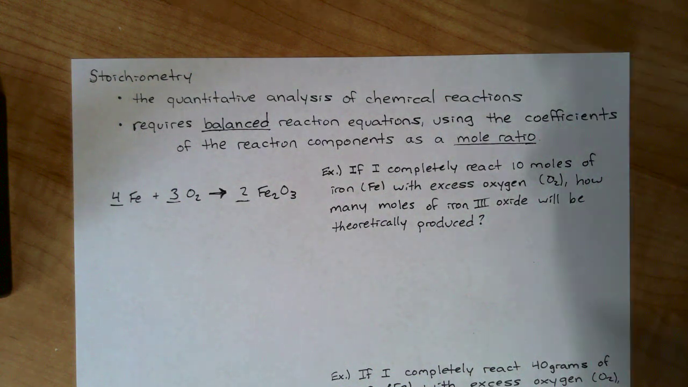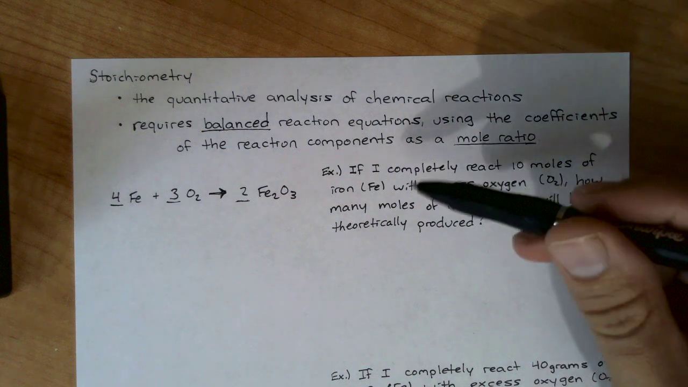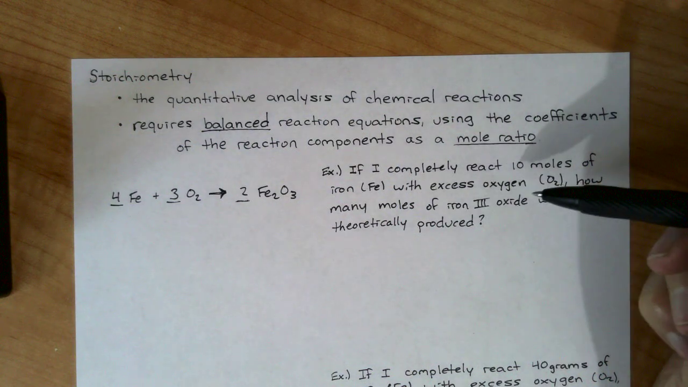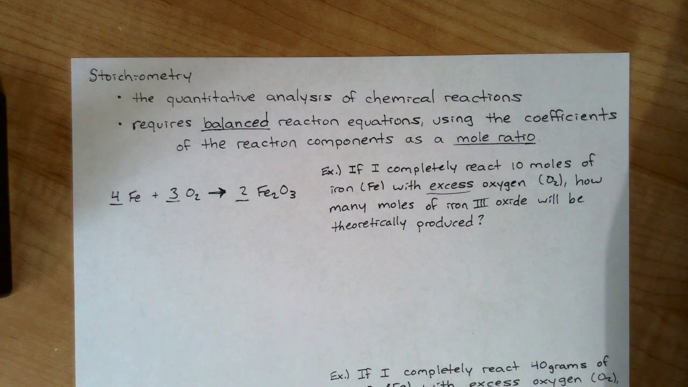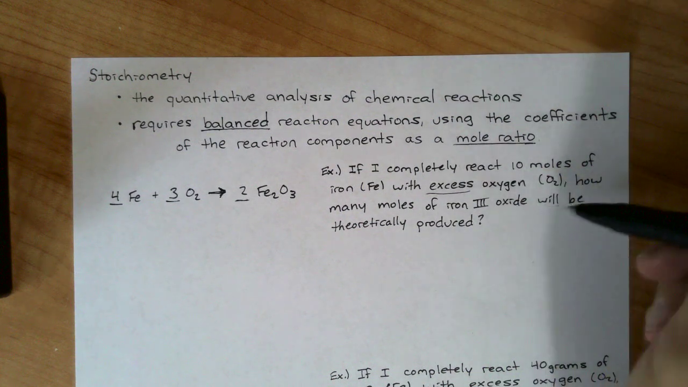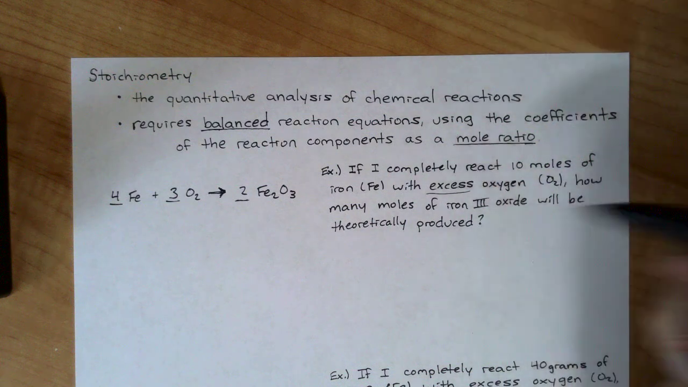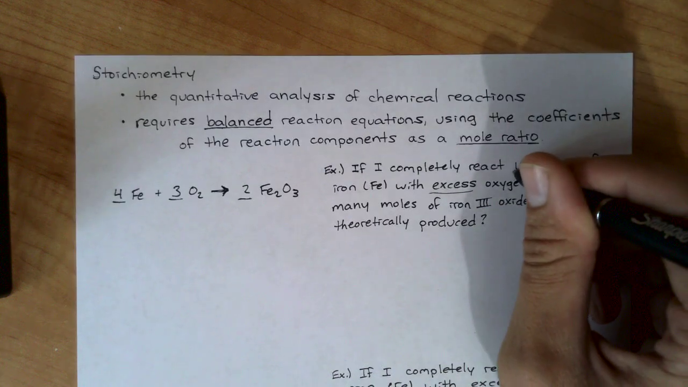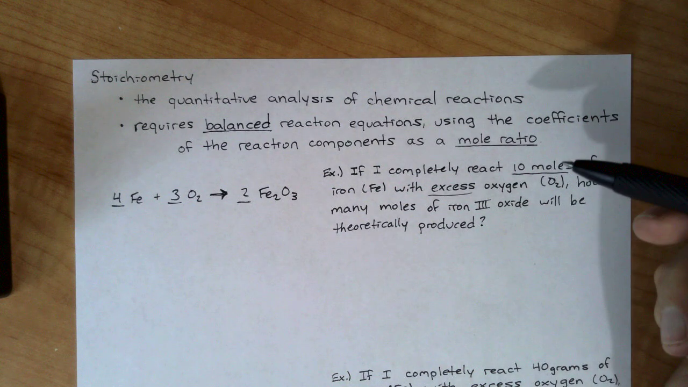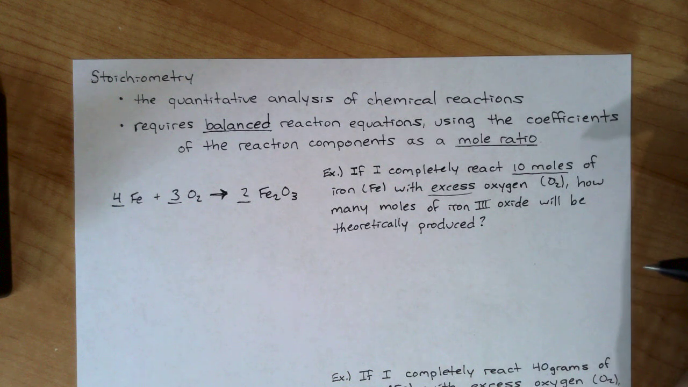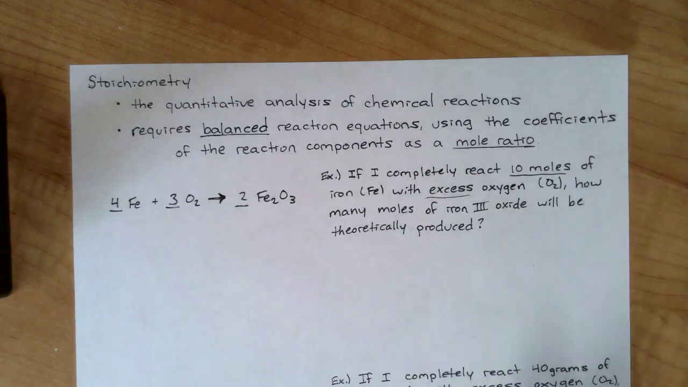Let's see here. If I completely react 10 moles of iron with excess oxygen, meaning if we ever see this, that means that we have more oxygen than we can possibly need, it will not run out. How many moles of iron(III) oxide will be theoretically produced? Well, we know that we only have 10 moles of iron, so that's going to run out. The question this is really asking is, once we run out of iron, how much iron(III) oxide did we make? Well, it's pretty simple.